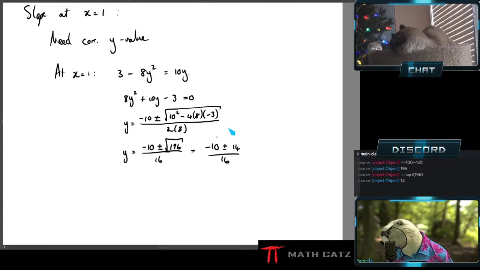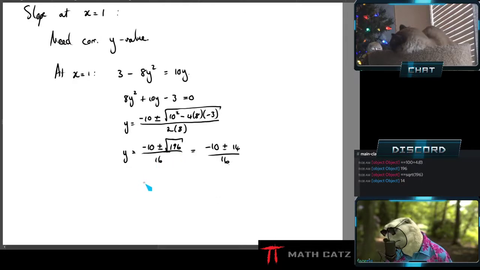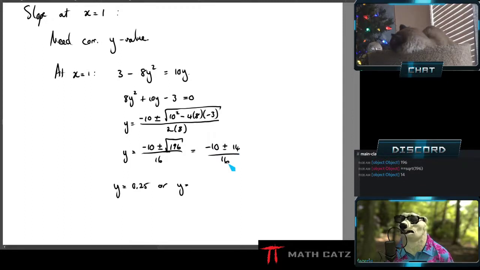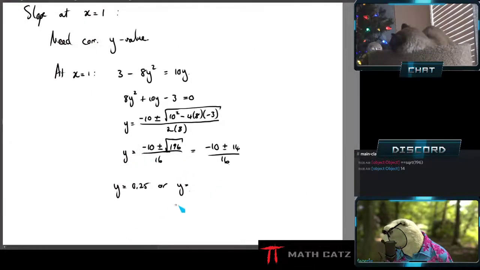Oh, that's nice and convenient. I just randomly picked this one. Wow, nice. Good job, me. So y is going to be negative 10 plus 14. That's 4 over 16. That's 0.25. Or y is going to be negative 10 minus 14. That's negative 24 over 16. Negative 1.5.